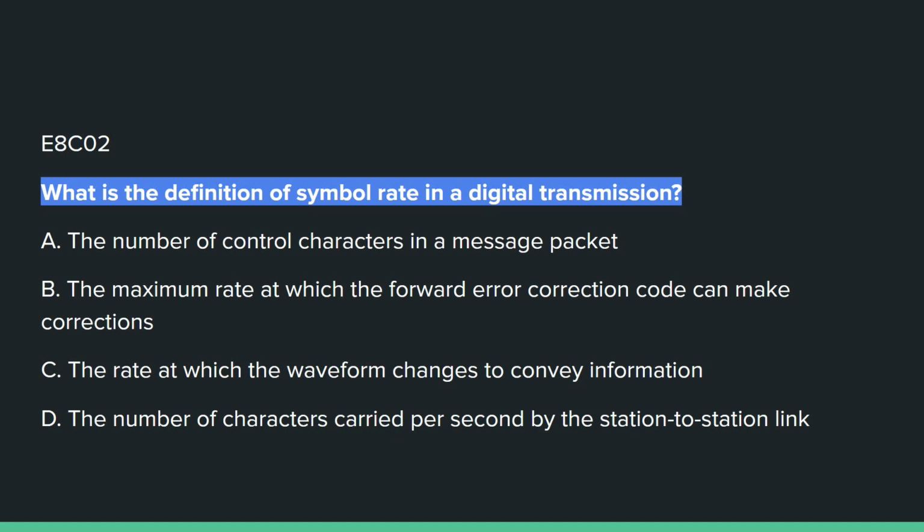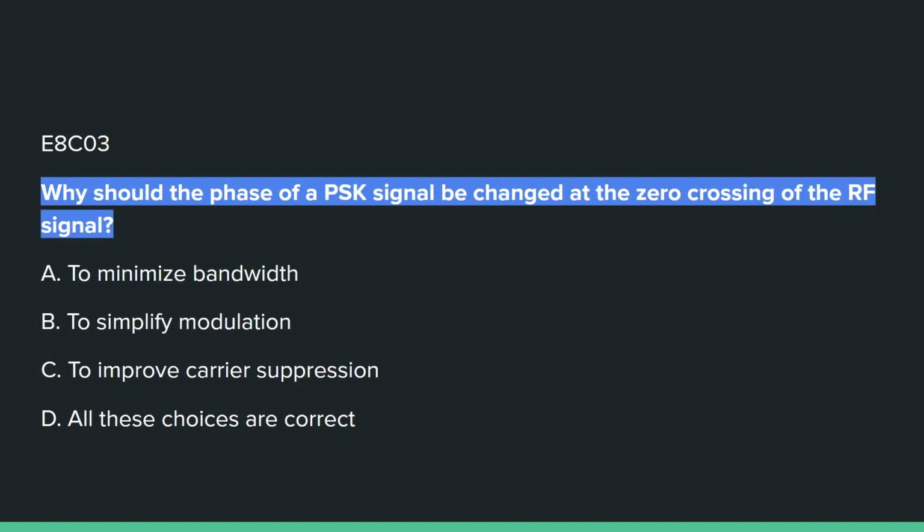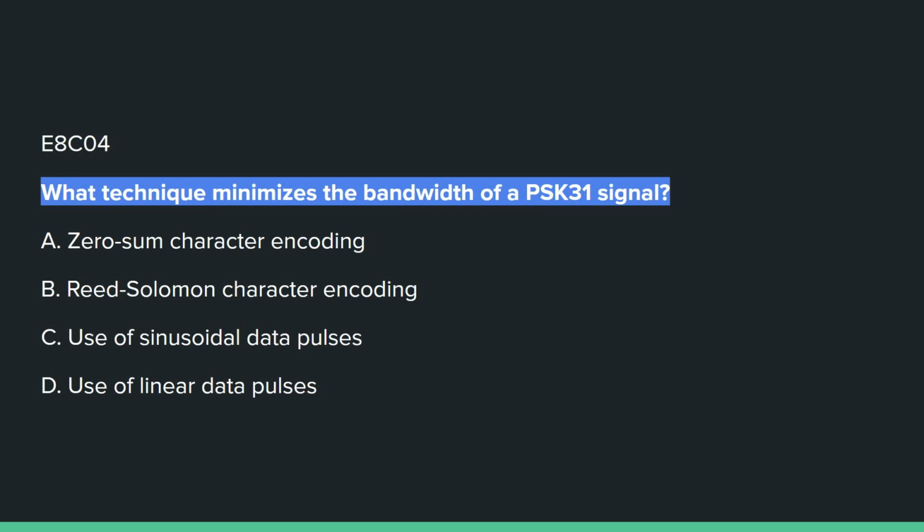E8C02, what is the definition of symbol rate in a digital transmission? That's C, the rate at which the waveform changes to convey information. E8C03, why should the phase of a PSK signal be changed at the zero crossing of the RF signal? A, to minimize bandwidth. E8C04, what technique minimizes the bandwidth of a PSK31 signal? C, the use of sinusoidal data pulses.